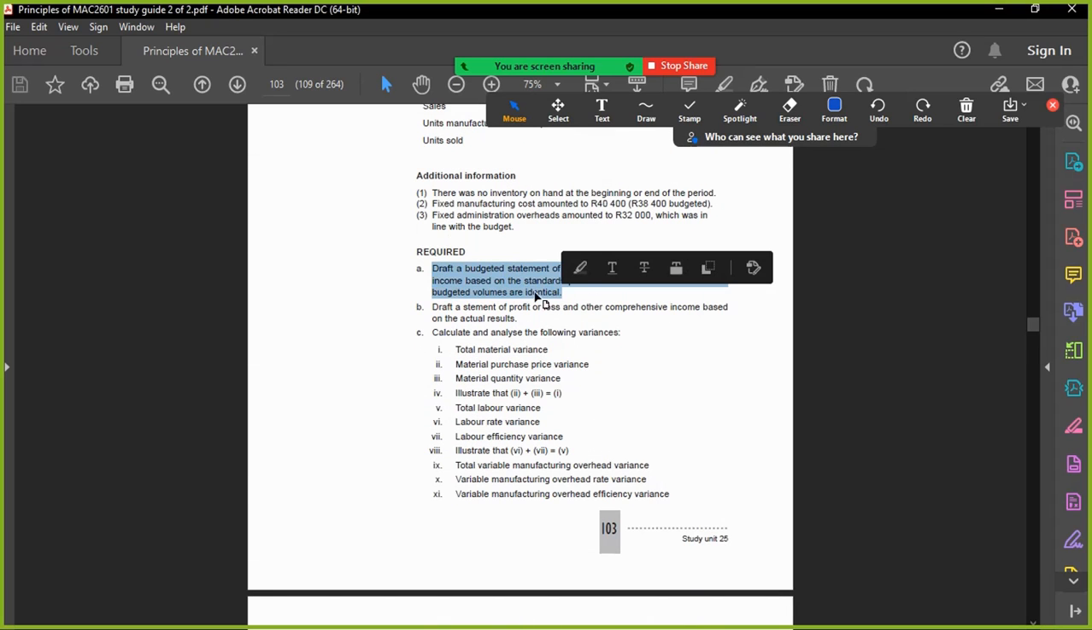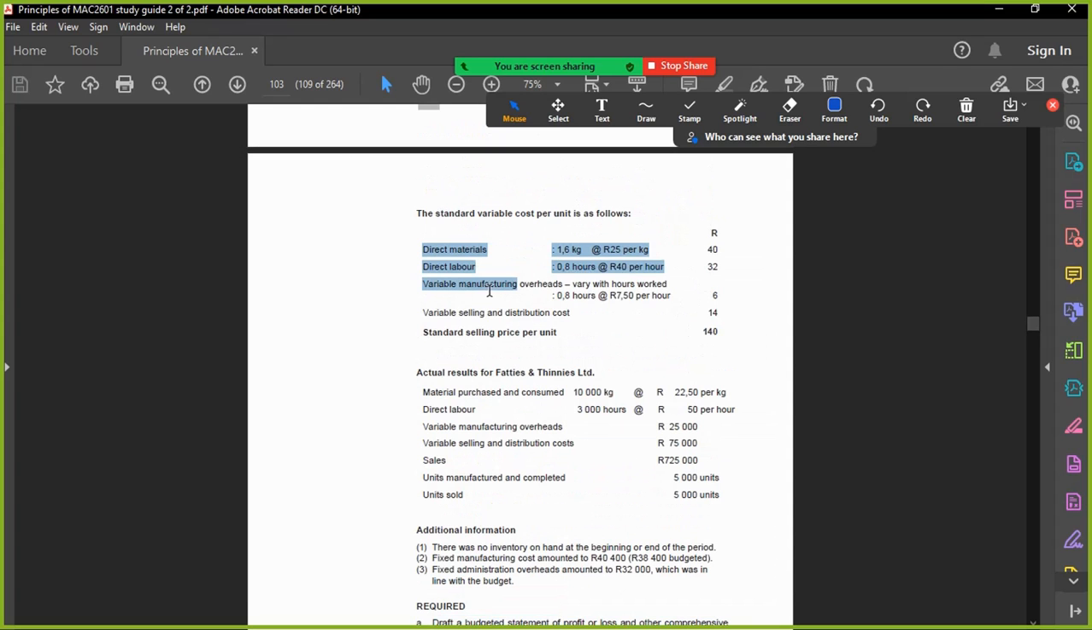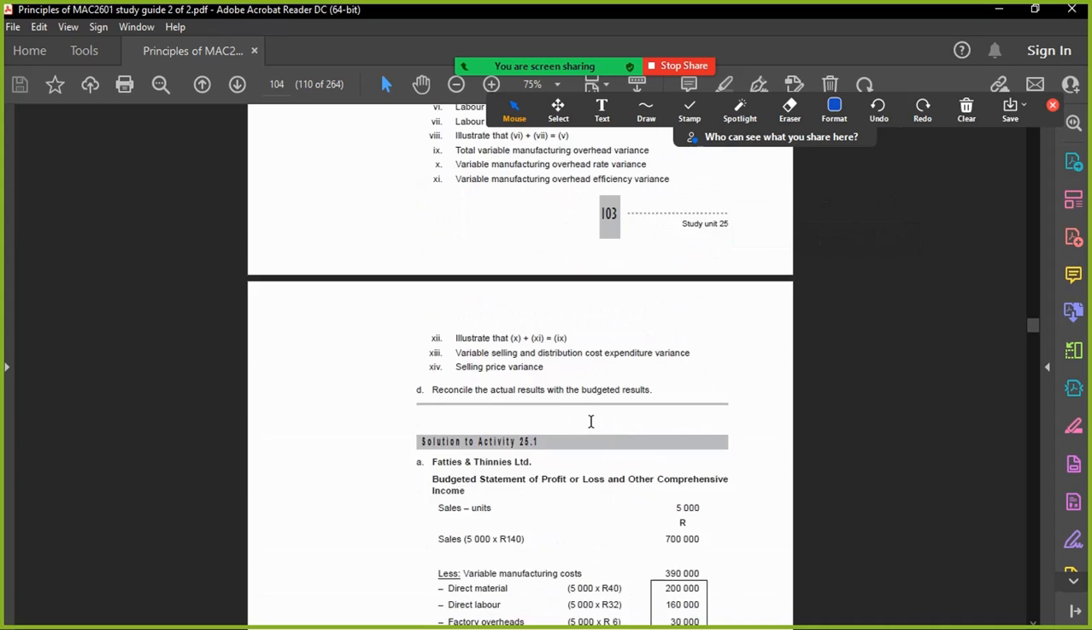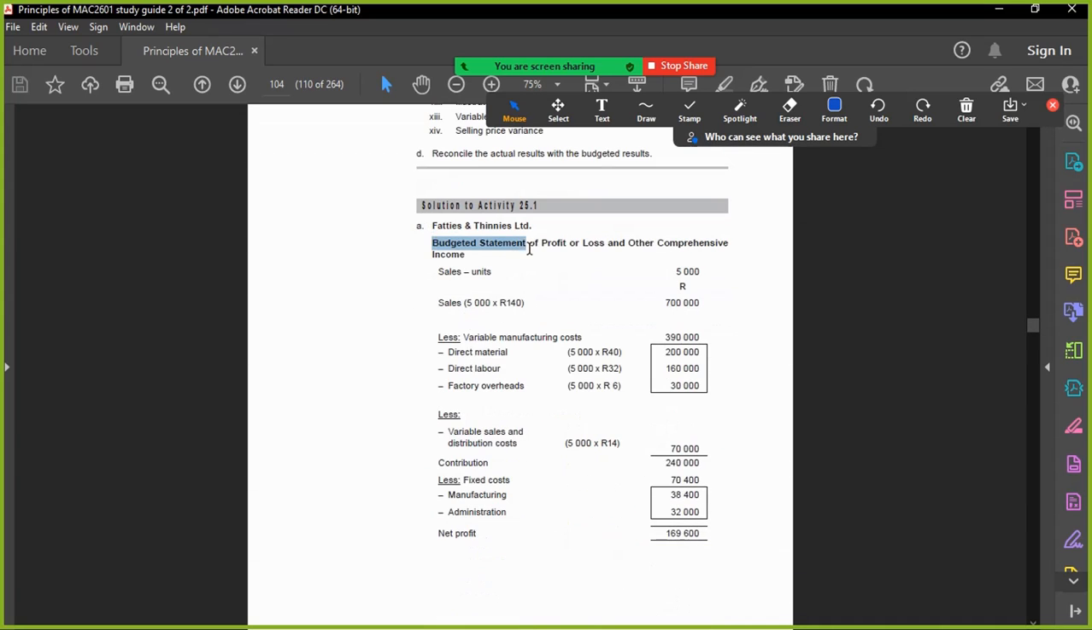The logic is take the budget and use the volume to get an estimate of how much you would expect, and then do the same with the actual to get an estimate. Okay, because then they would have done the same thing for the actual. So this is the budget, see? Yes. And then look at the actual.